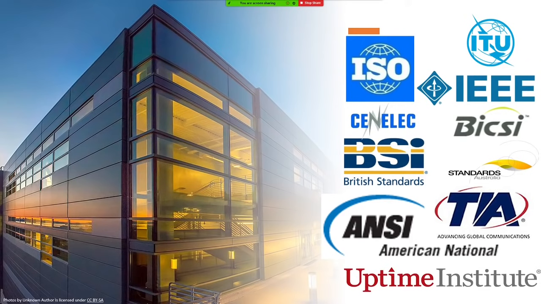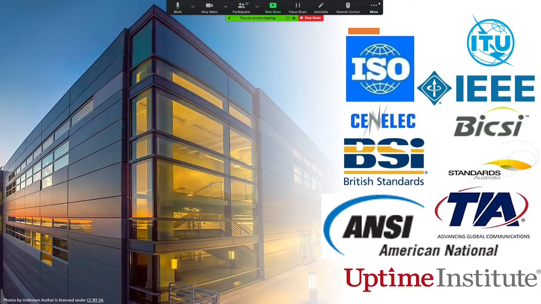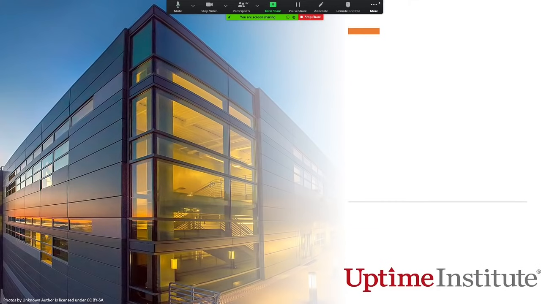So Uptime is one of the main organizations in the data center industry that defines these standards along with ISO and TIA and other standards bodies. So today in our discussion, I will be mostly referring to Uptime Institute in most of the things that I refer to. Now, note that there is no contradiction between the different standards bodies. They complement each other.